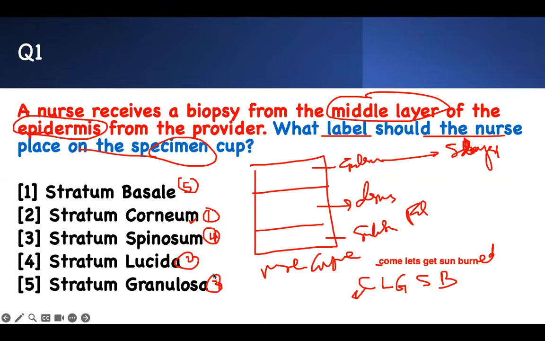We have 5 numbers. Which one should be the middle? The middle is number 3. So the specimen came from the stratum granulosum of the epidermis. Straightforward, right? 1, 2, 3, 4, 5. So 3 is the middle number. This is where I'm trying to let you think as usual. So that's the answer choice number 5.